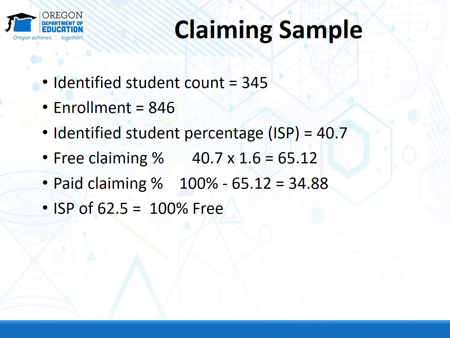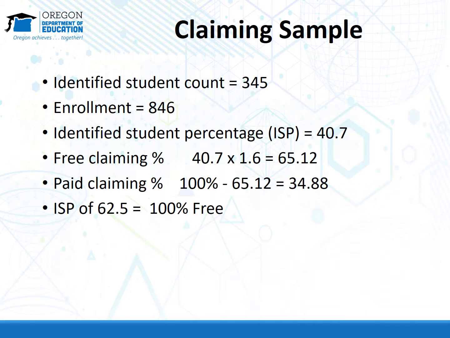Here is a sample of the calculations we have been discussing. The count of identified students is 345. The enrollment is 846. 345 divided by 846 equals an identified student percentage of 40.7. The free claiming percentage is 40.7 times the multiplier 1.6, which equals 65.12. The paid claiming percentage is 100 minus the 65.12, which equals 34.88.